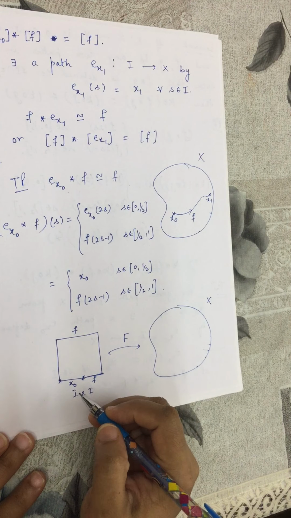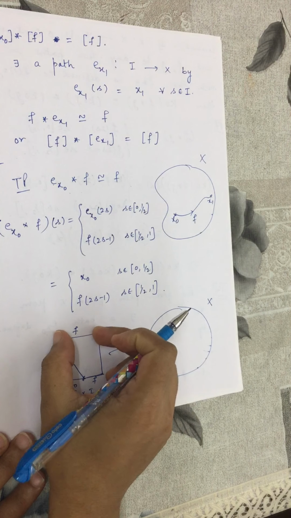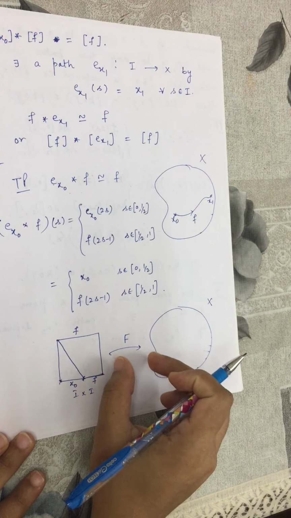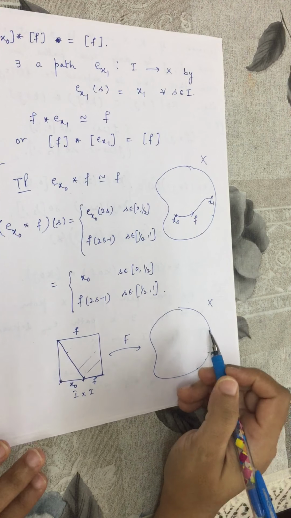So to find this mapping, we first split this box like this, because this portion goes to f, and this portion goes to f. So we find a mapping which maps the whole of this portion to the small f.